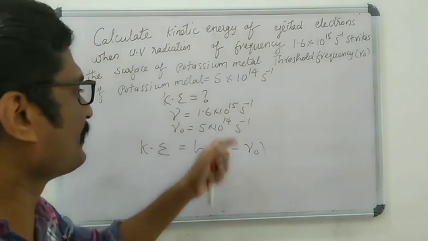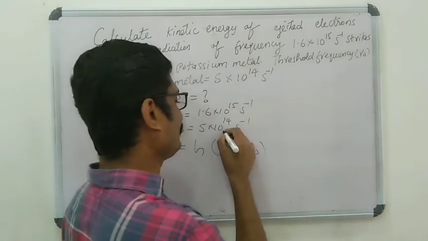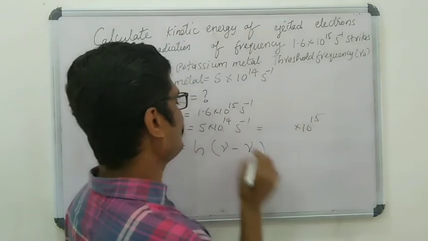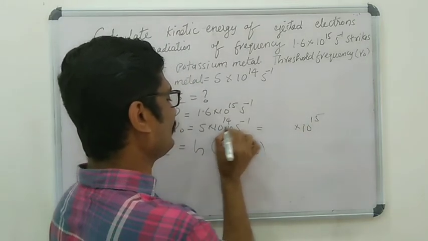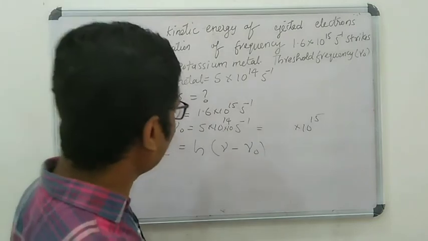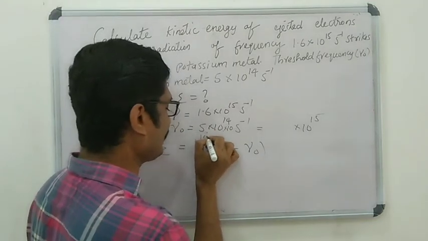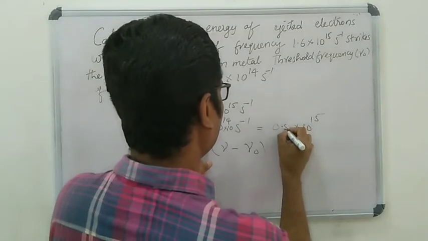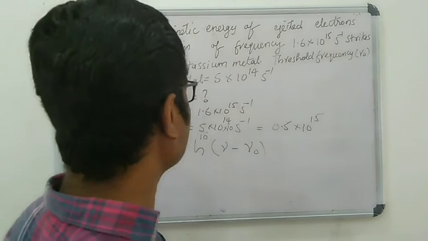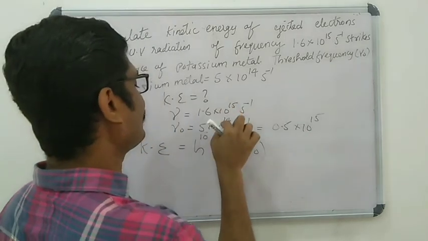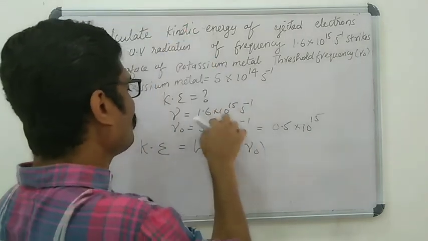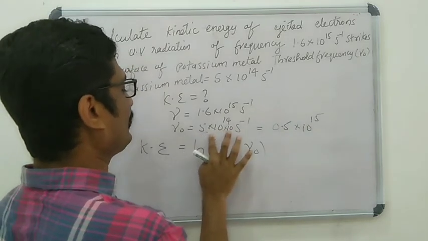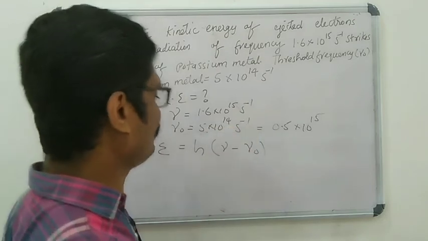Here 5 into 10 raised to 14 can be converted in the form of 10 raised to 15. 10 raised to 14 into 10 is 10 raised to 15. Then we divide 5 by 10. 5 by 10 means 0.5 into 10 raised to 15. That means 5 into 10 raised to 14 is equal to 0.5 into 10 raised to 15.